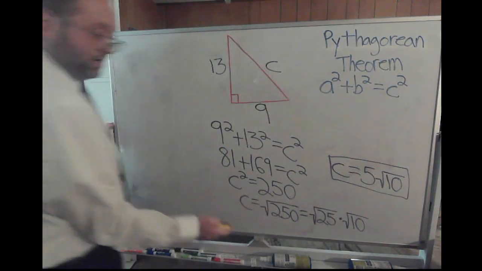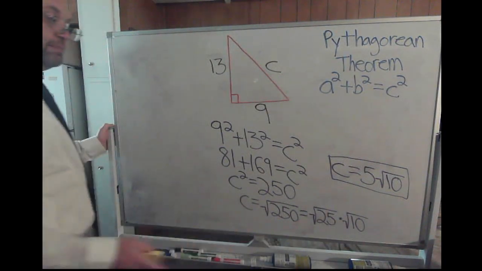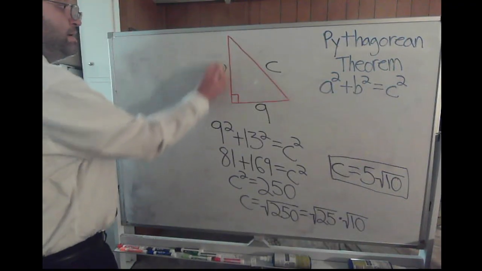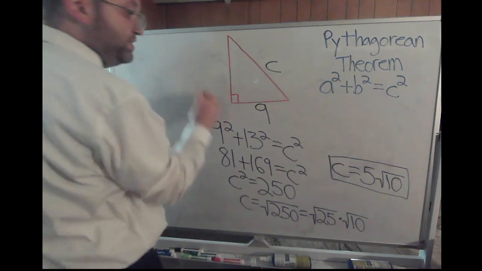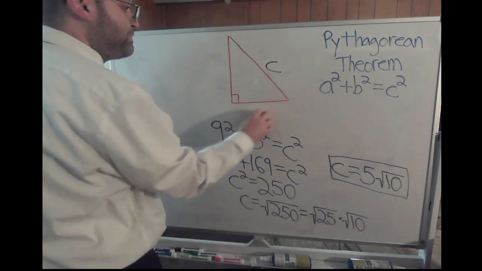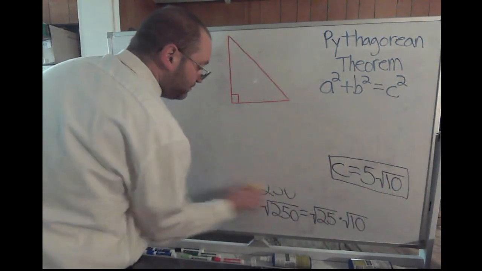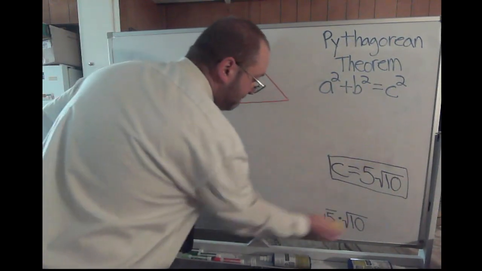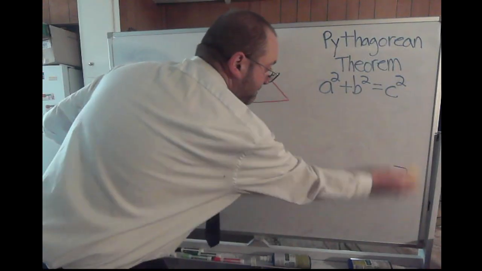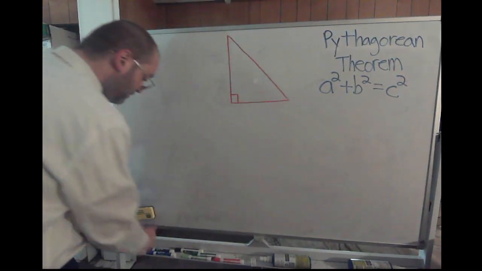You would end up getting 5 times the square root of 10 for side C. So this is where simplifying radicals has come in handy. We've just put it into use here with the Pythagorean Theorem. All right.